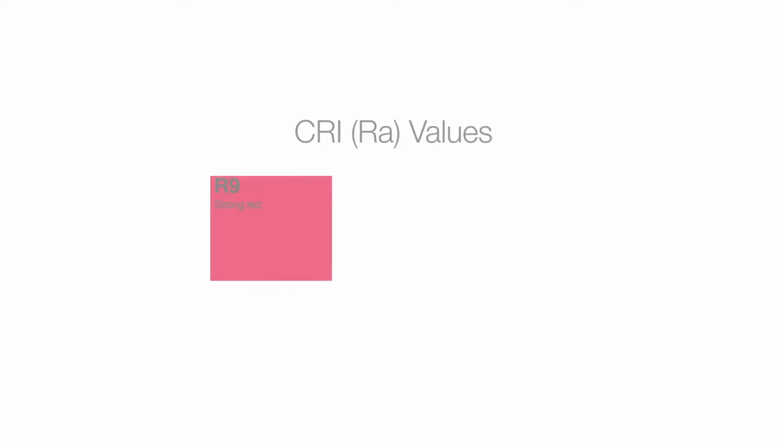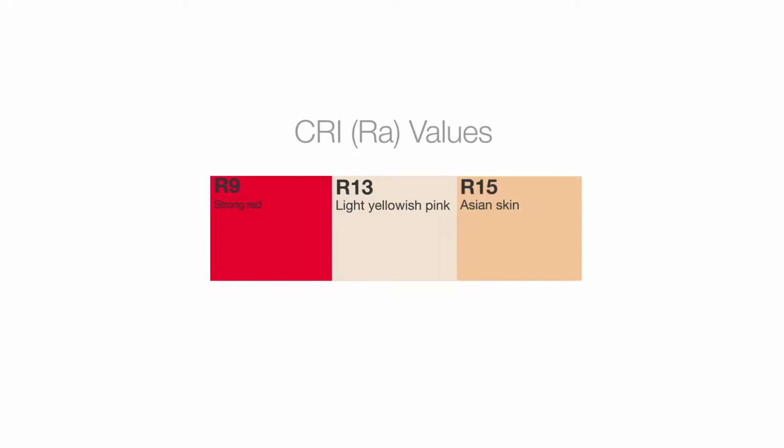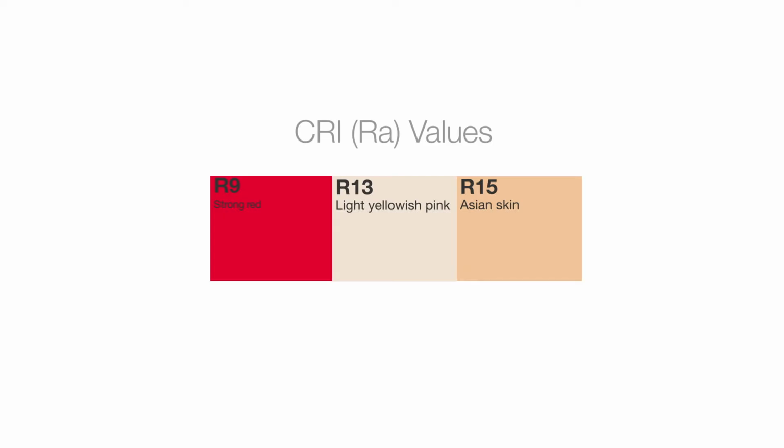In today's manufacturing process of LEDs, a lighting manufacturer can tweak or game their lights to score high, but it may still not give you skin tones similar to standard tungsten or standard daylight. Most gaffers and DPs that trust CRI look at R9 strong red, R13 light yellowish pink, and R15 Asian skin tone to see how well a light is going to render skin. If a light has a high CRI, RA value, and R9, R13, and R15 values above 85, that most predicts that it will give you pleasing skin tones.